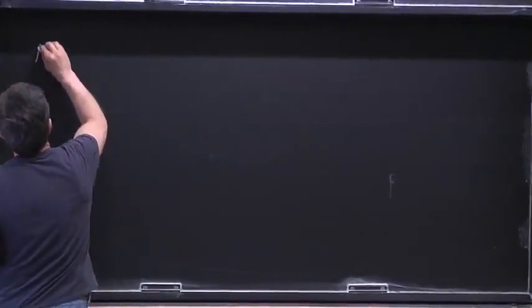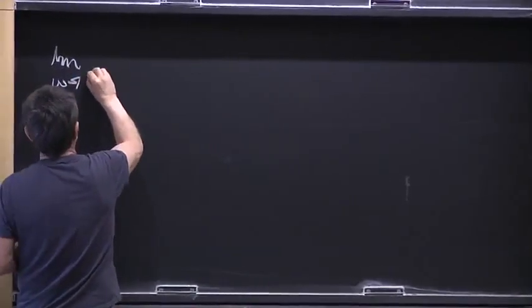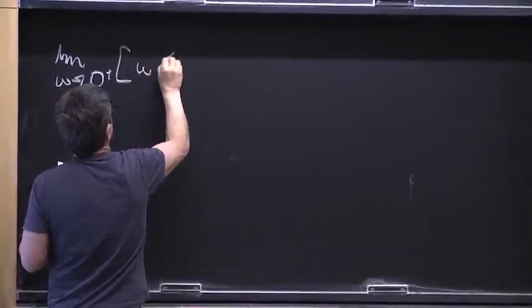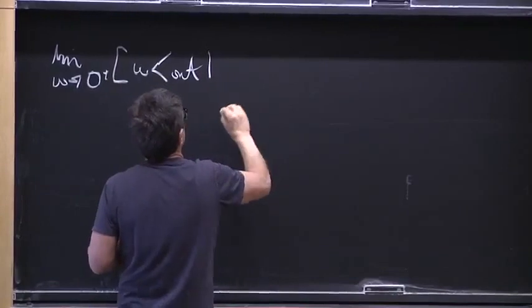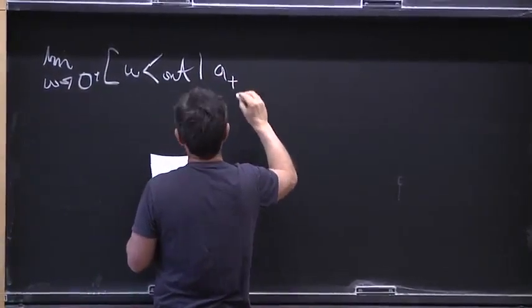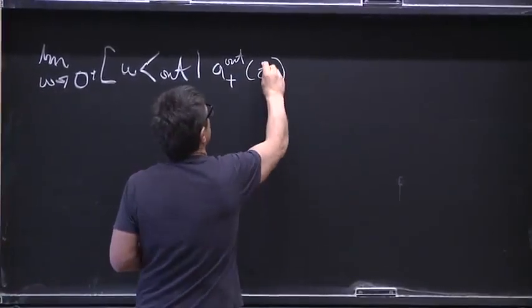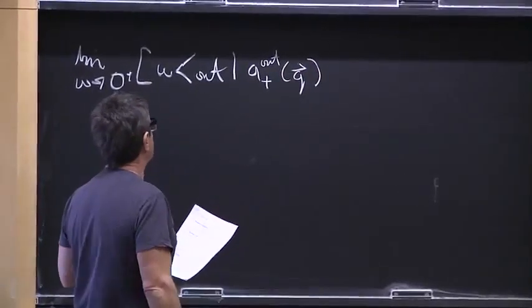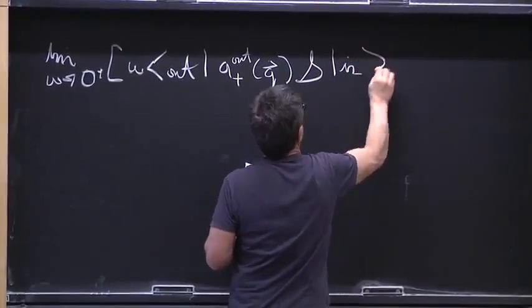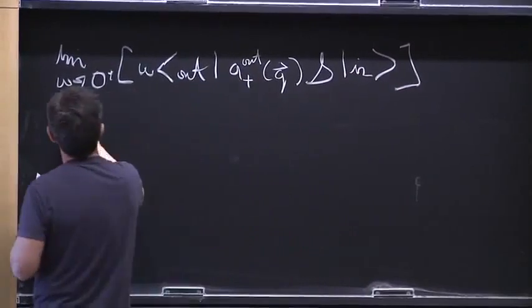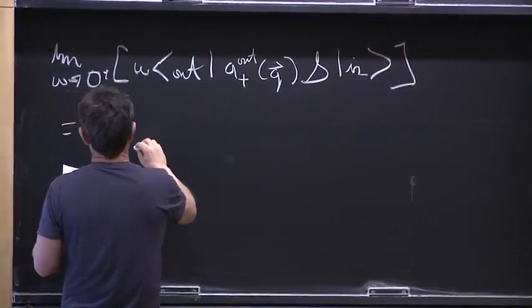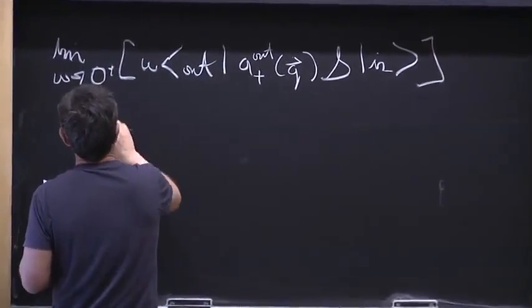Then we went on to state the soft theorem in QED, which we can write as the limit as omega goes to 0 plus of omega times the out state with a positive helicity photon annihilated, A plus out, of Q, where this annihilates a positive helicity photon, S matrix, arbitrary in state, is equal to omega times... Okay, we have to take the limit on both sides.